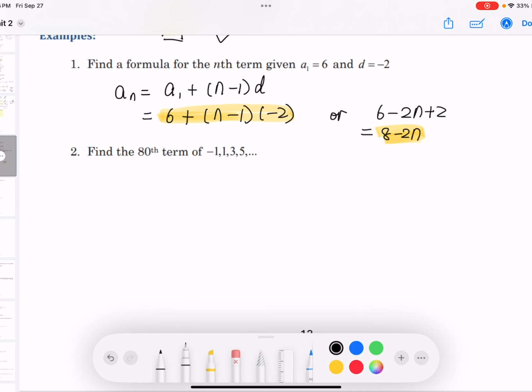Okay, let's see. Find the 80th term of negative 1, 1, 3, 5. This is my first term, which is a sub 1, and I want to find a sub 80. If I'm looking for a sub 80, by using the formula a sub 1 plus n minus 1 times d, now n is 80, so 80 minus 1 times d. What do I need? I need my a sub 1 and the d. The d is the common difference.